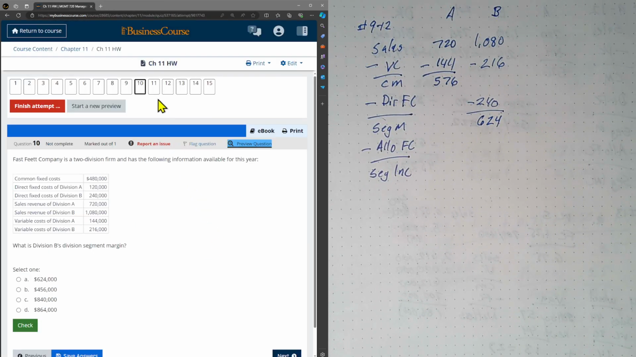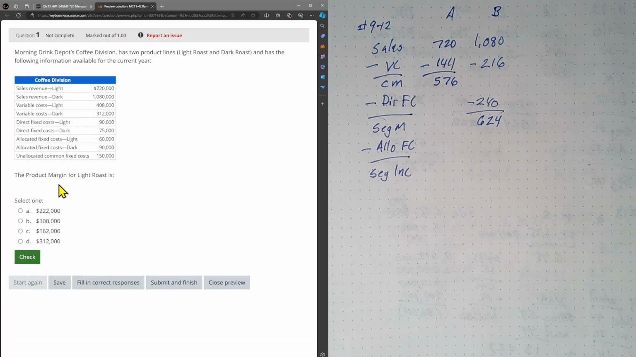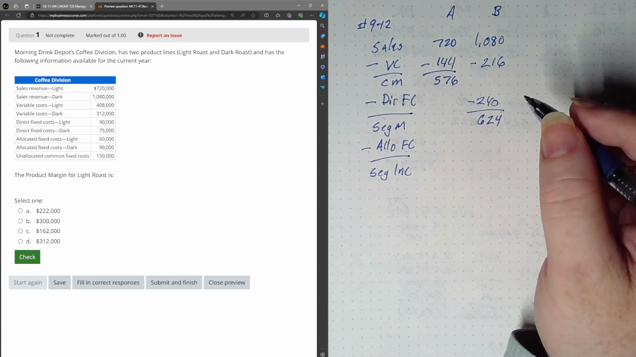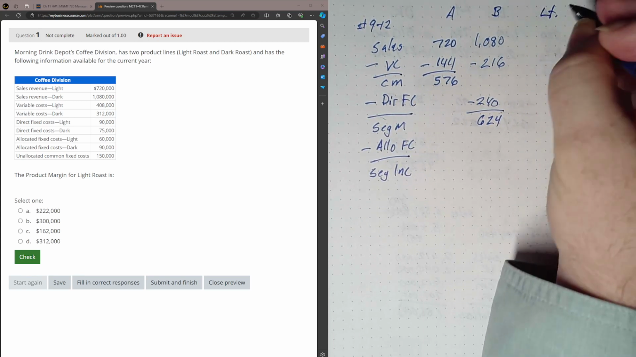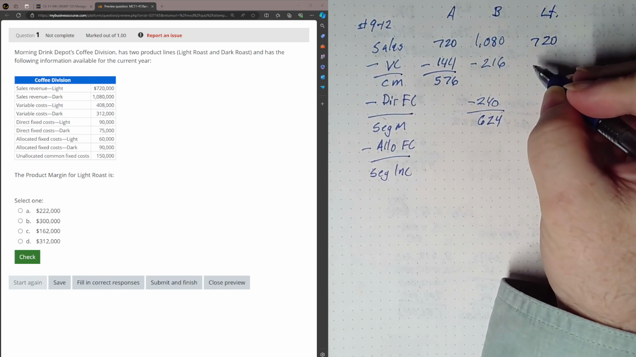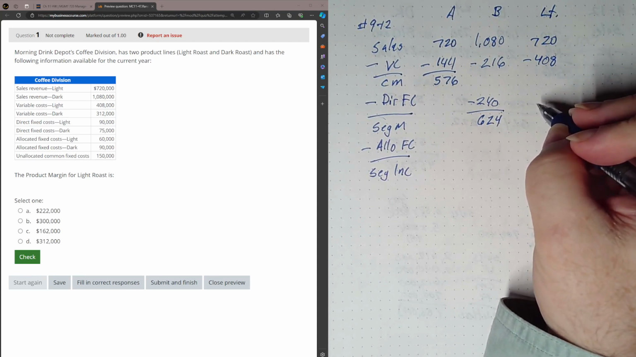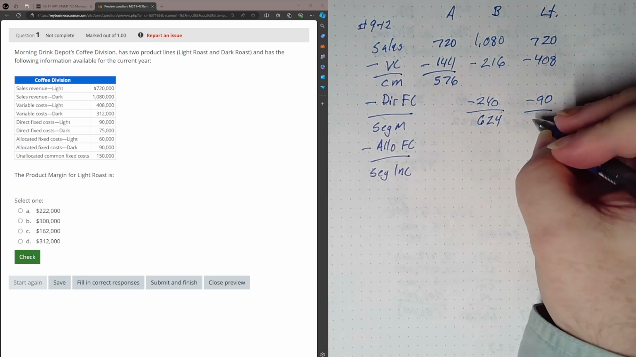Okay, let's take a look at number 11. So here they say product margin. They don't say product segment margin, but that's what you should realize. So product is one of the 3 different types of segments. So this is a product segment margin. Even though they don't make it clear, they are just asking for another segment margin. This is for the light roast, and the sales revenue for light is 720. The variable costs for light is 408. Again, we don't have to calculate contribution margin unless they ask us. The direct fixed costs for light are 90. Therefore, our calculation here is going to be 222.